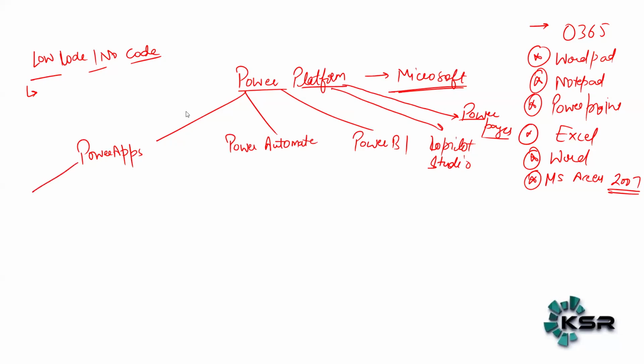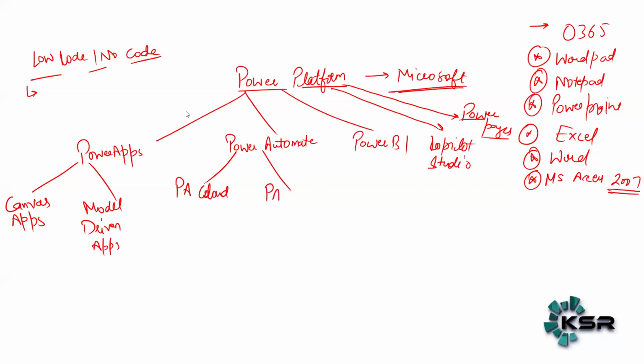In Power Apps you have different types of apps: Canvas apps, then model driven apps, and Power Pages also comes under Power Apps only. Then in Power Automate you have Power Automate Cloud, which I will write as PA Cloud, and then Power Automate Desktop.